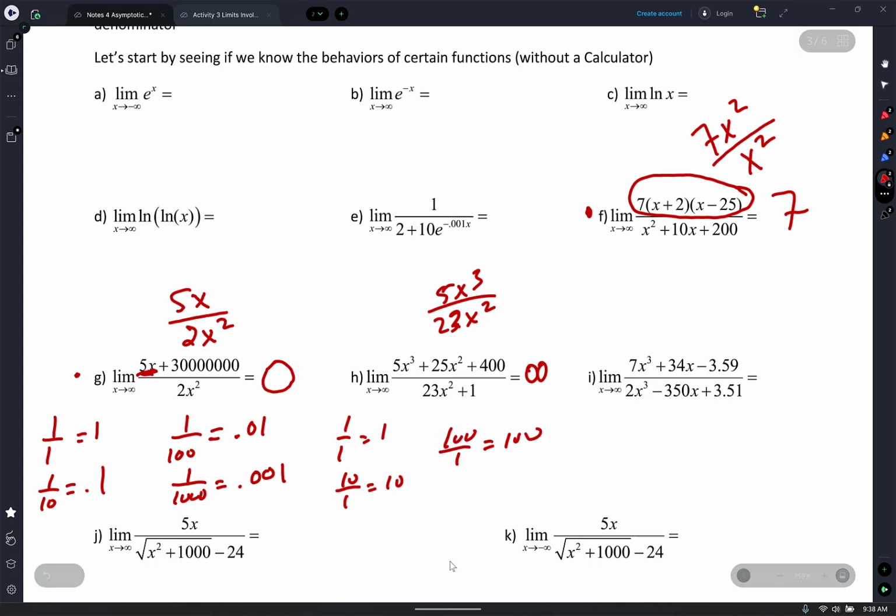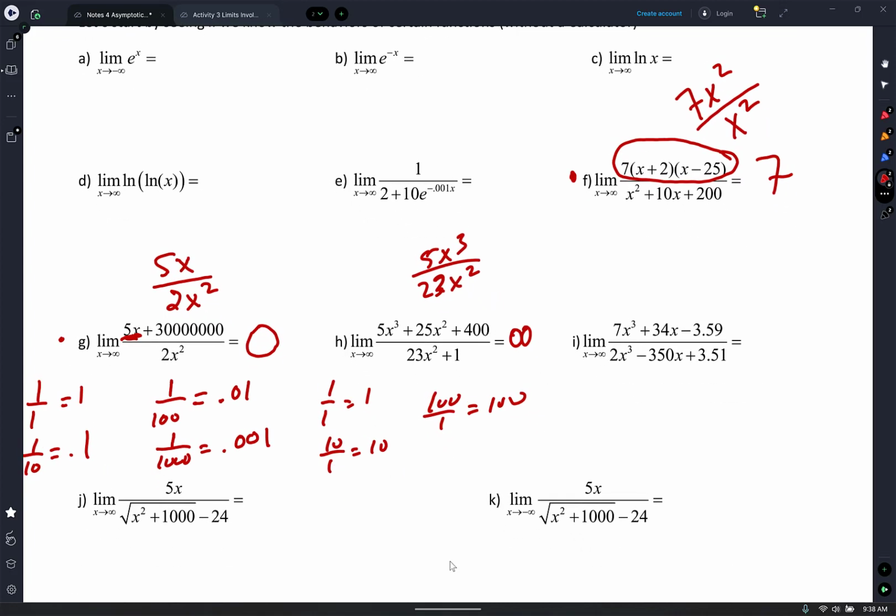Look at letter I. What's my ocean in the numerator? 7x cubed. What's my ocean in the denominator? All right, so 7x cubed divided by 2x cubed. As x approaches infinity, what is that going to approach? 7 over 2. Yay or nay? Yay. All right.